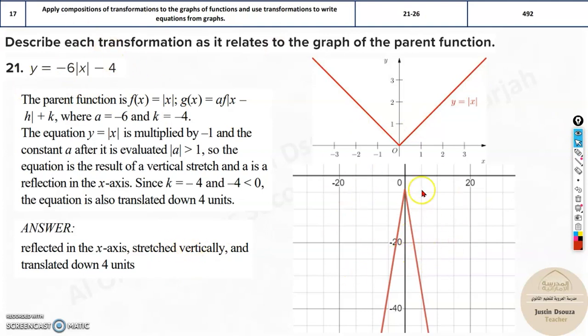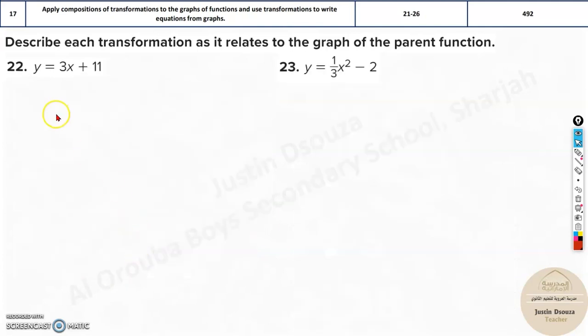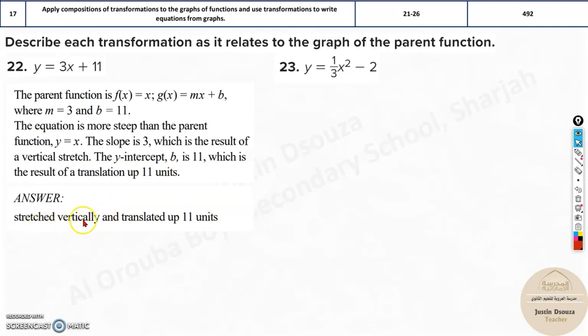I hope this is clear. So it's stretched vertically. It is reflected along the x-axis. See, reflected along the x-axis, stretched vertically, and translated 4 units down. This is the answer. What about over here? It is translated 5 units up. The slope is 3, so that means it is stretched vertically. Stretched vertically, translated up by 11 units. Since there is no minus sign, you don't say it's reflected.